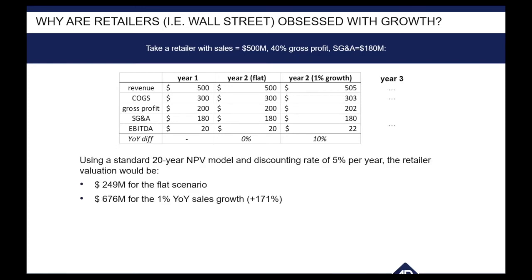If we use a standard net present value model with a 5% annual discount rate, the two valuations are, consider the next 20 years EBITDA annualized. For the flat line scenario, no growth, $249 million. For the 1% year-over-year sales growth scenario, an astonishing $676 million, which is almost 3 times as much in terms of valuation. If instead of 1%, the growth is 2%, then the NPV value is over $2 billion.